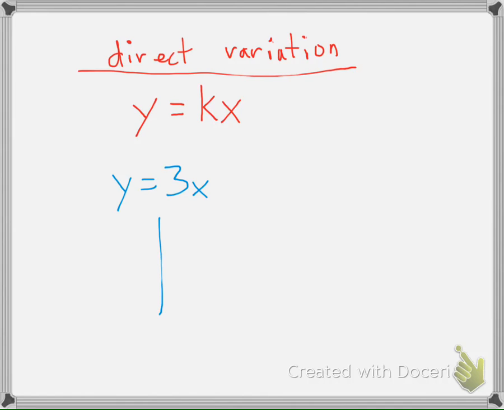If you were to put it in a table, which we'll look at t-tables a little more in depth later, a t-table is where you pick an x value and find the matching y value. So if x was 1, then y would be 3 times 1, which is 3. If x is 2, then y would be 3 times 2, which is 6. If x is 7, then y would equal 3 times 7, which is 21. As you can see here, there's a relationship between every x and y. This y is 3 times that x. This y is also 3 times that x. This y is 3 times that x. That's direct variation.